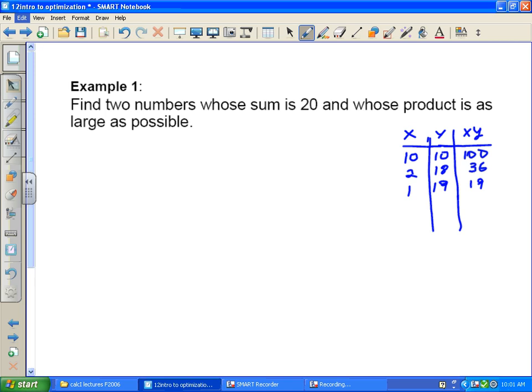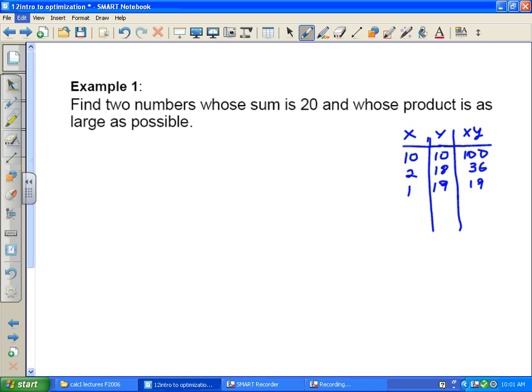So you could do all sorts of trial and error. It didn't even say it had to be whole numbers. You could try 9.5 and 10.5 or things like that. But we have a pretty good idea. 10 and 10 is going to be hard to beat, right? It's a pretty large product. Now let's see what calculus tells us the answer will be.